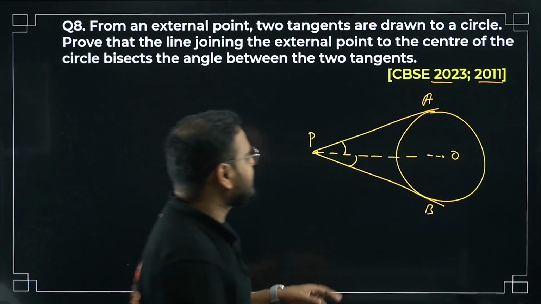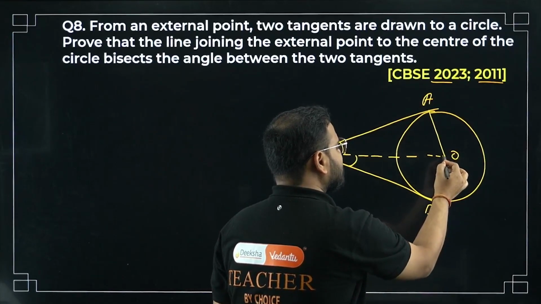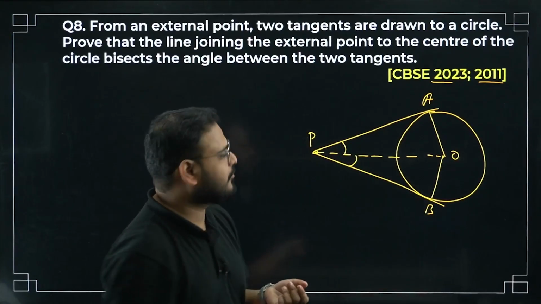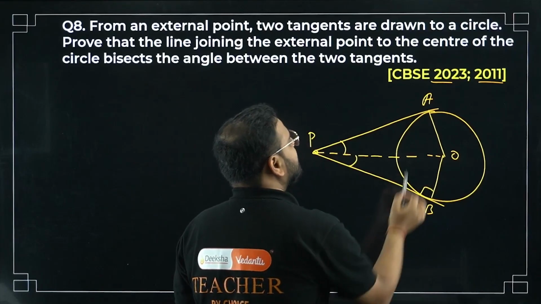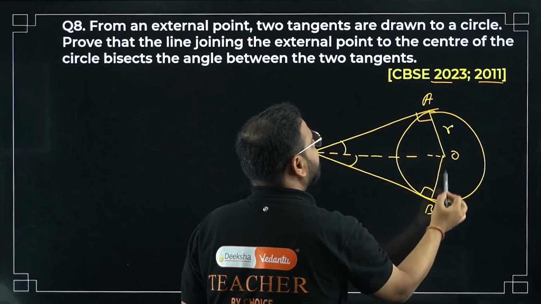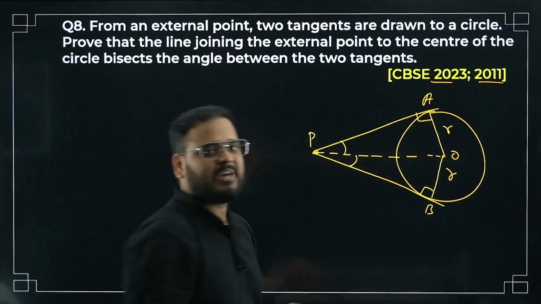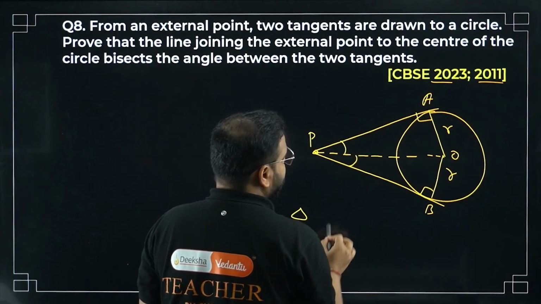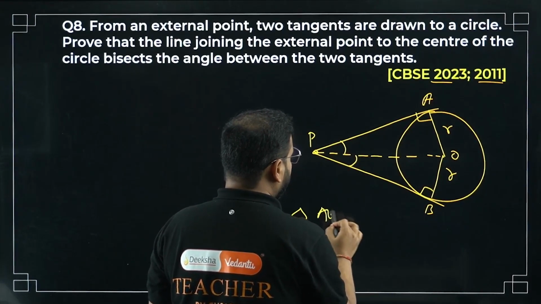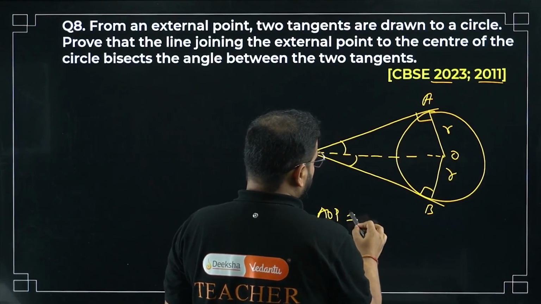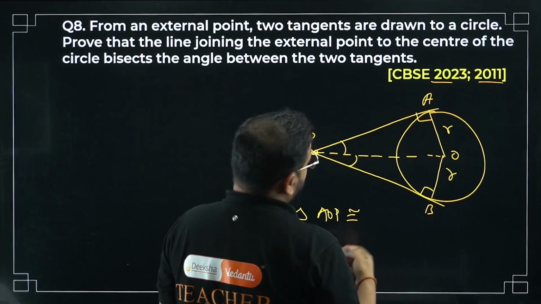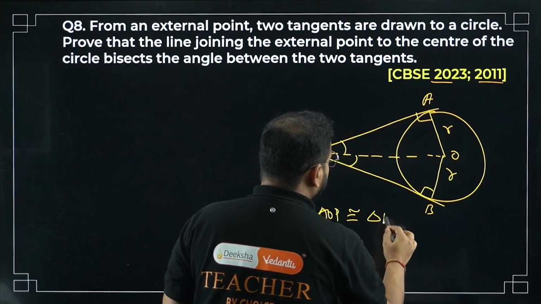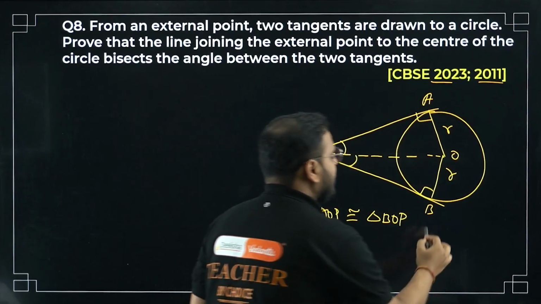So very good question. Same concept, will it work? Of course it will work, sir. This is 90 degrees, this is 90 degrees. This is radius, this is radius. It's a common side. I'll not prove the congruency, just state it. I'll say triangle AOP is congruent to triangle BOP. Reason: RHS.